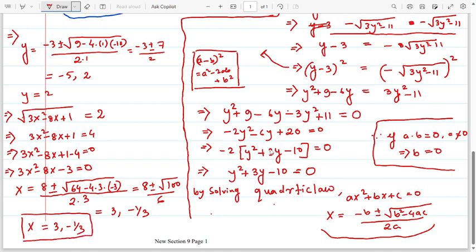I hope that this session will be beneficial for you, and this is our final answer, x equals 3 and minus 1 by 3.